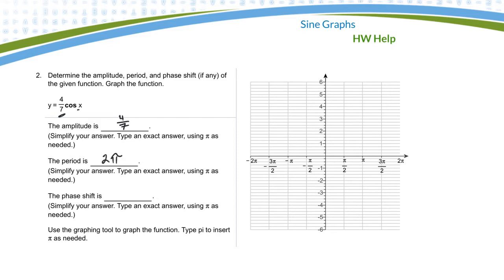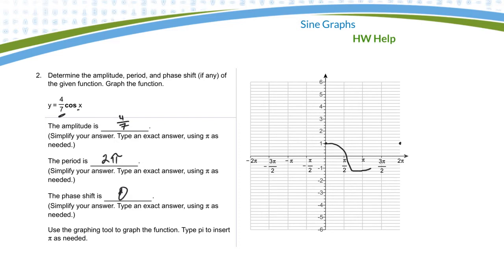And then the phase shift, it hasn't moved to the left or to the right, and so the phase shift would be 0 or 0 pi. Now they asked us to graph this. I should graph that. So a cos graph, unlike the sine graph, starts at the top, goes down, and returns to the top in 2 pi.